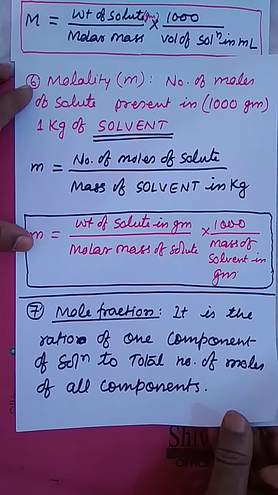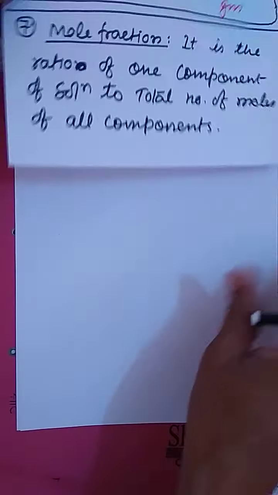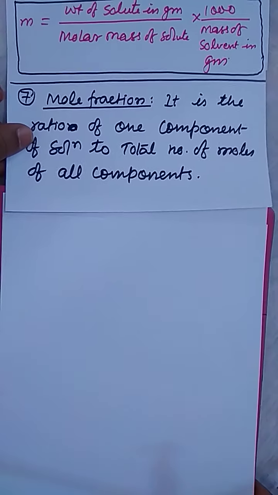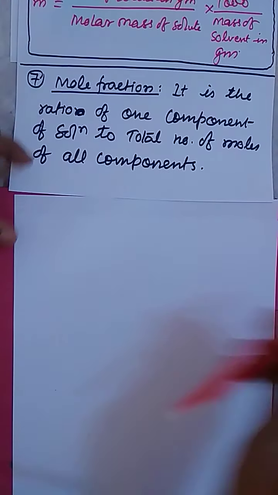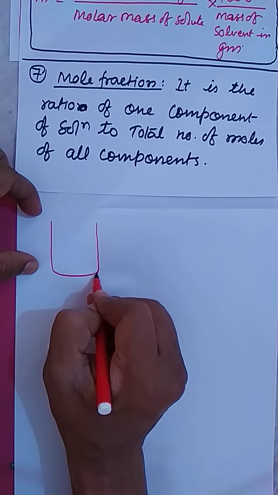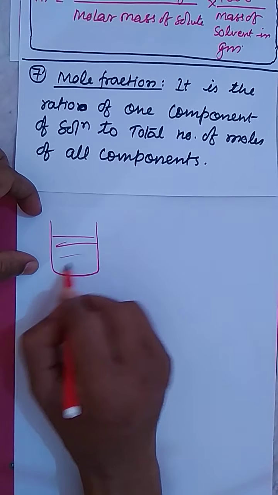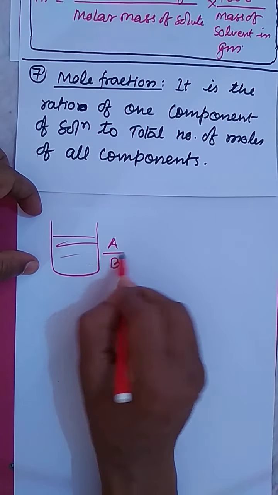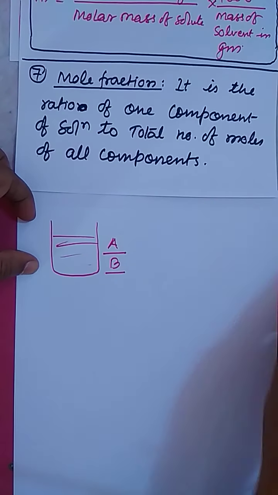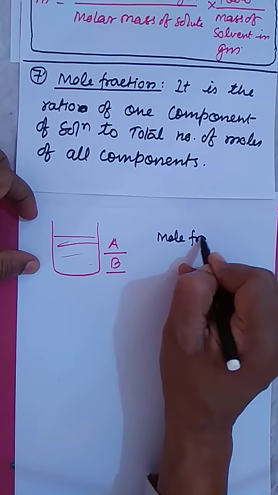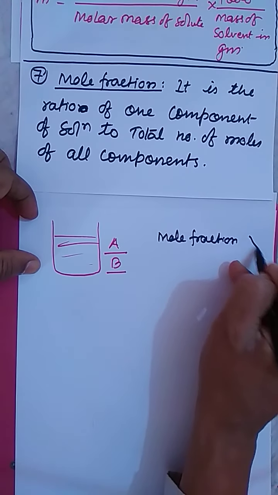As for example, suppose a binary solution is there, and whose components are A and B. A and B are the components of the binary solution. Its components are A and B, right? And mole fraction is denoted by X.